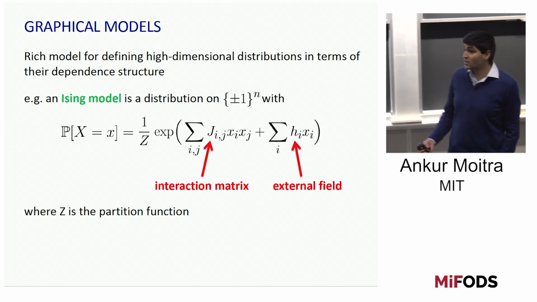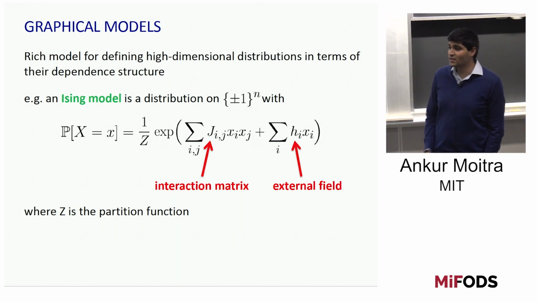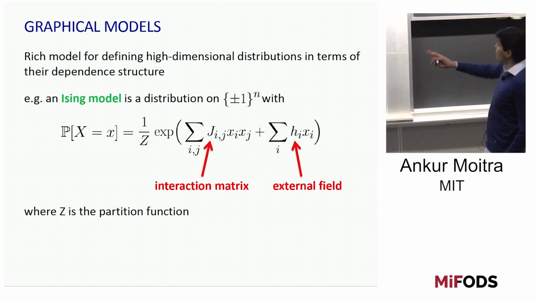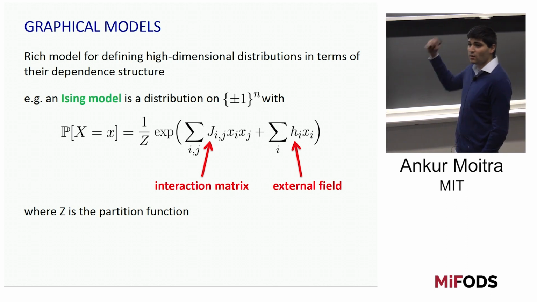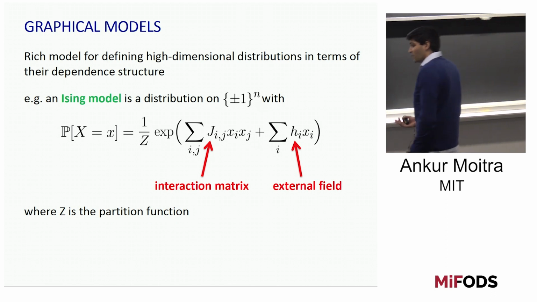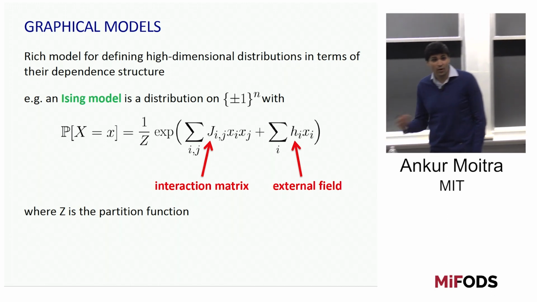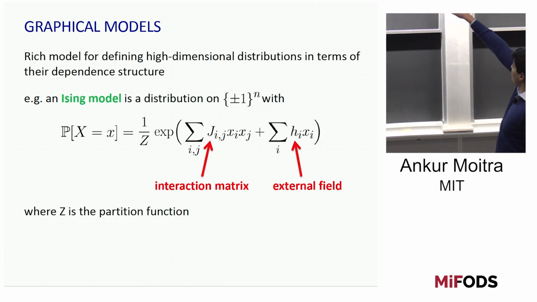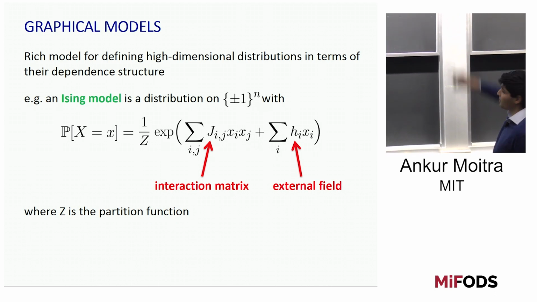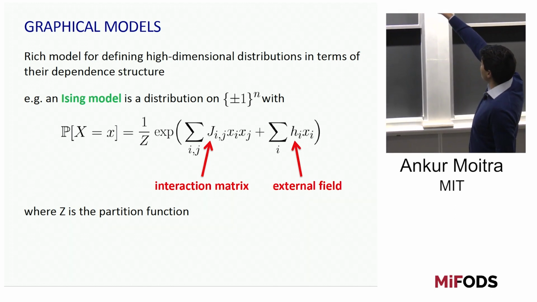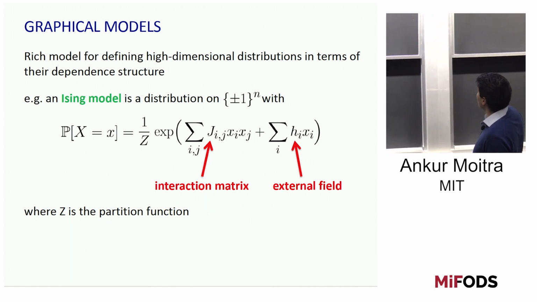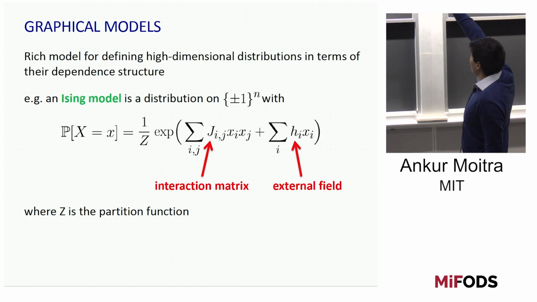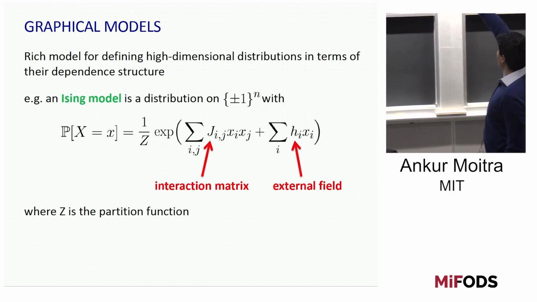That's a particular case of graphical models with pairwise interactions, and we'll be spending most of the talk on Ising models and variants thereof. It is a distribution on plus or minus 1 to the n, so variables take values either plus 1 or minus 1. We have these variables capital X1 through capital Xn, and when you think about some realization, little x1 through xn, the probability that the Ising model assigns to it looks like this function.